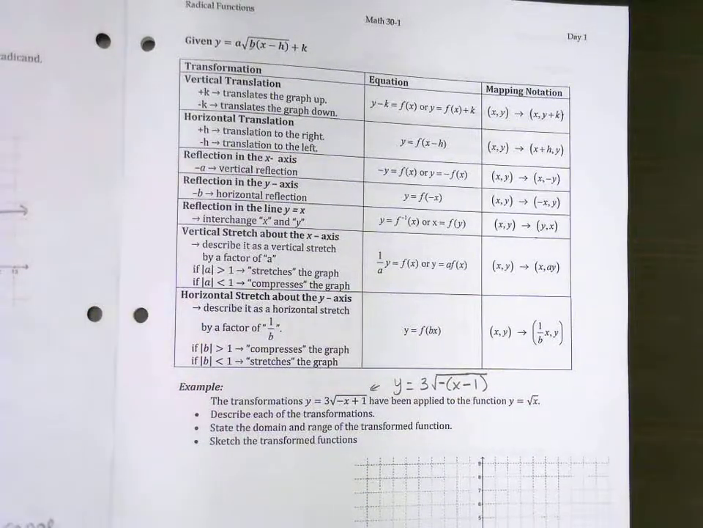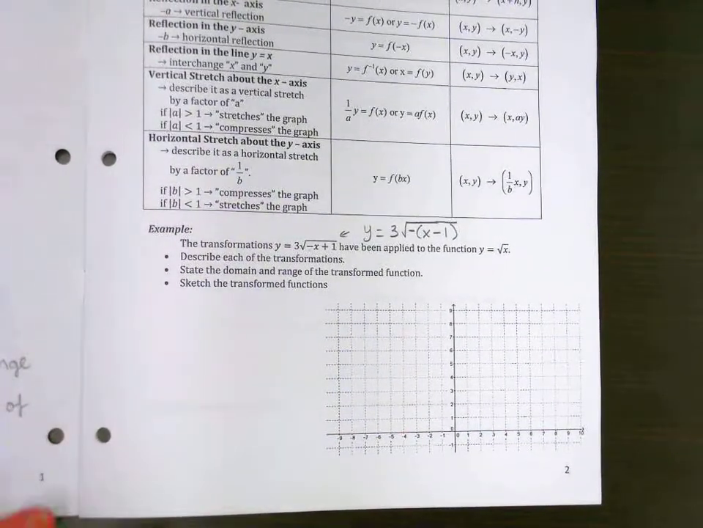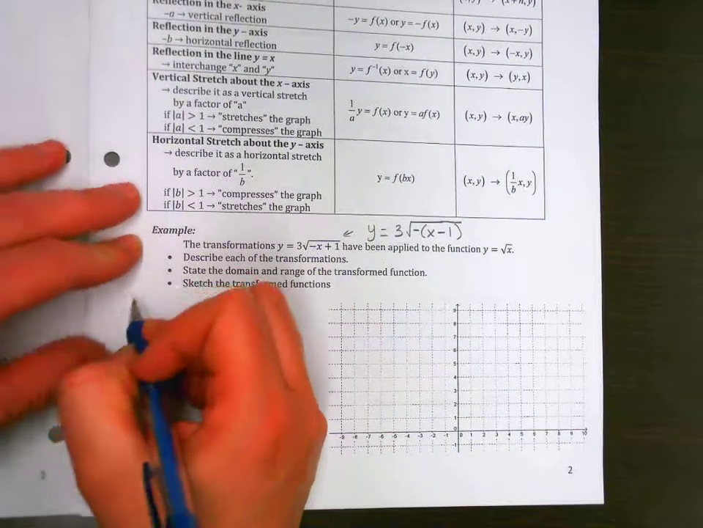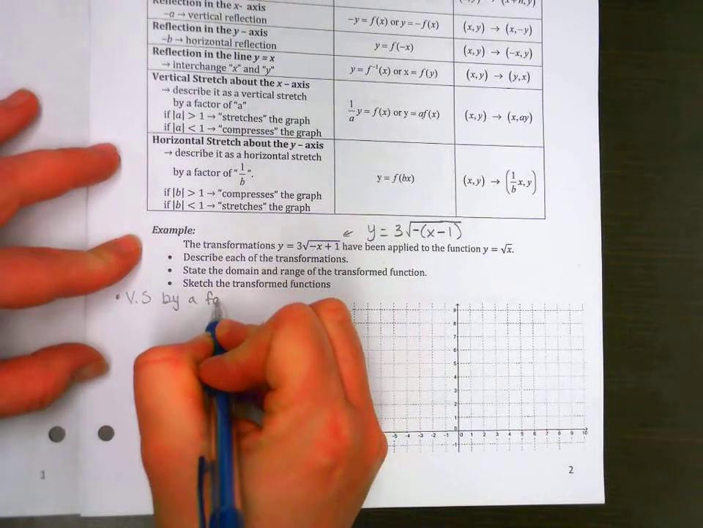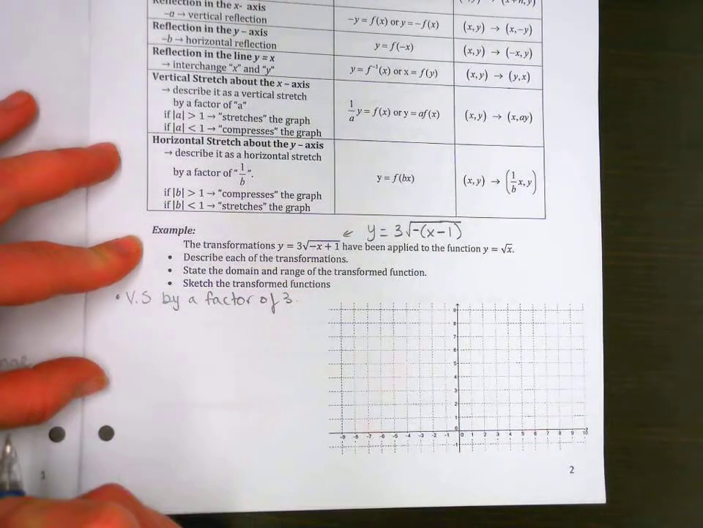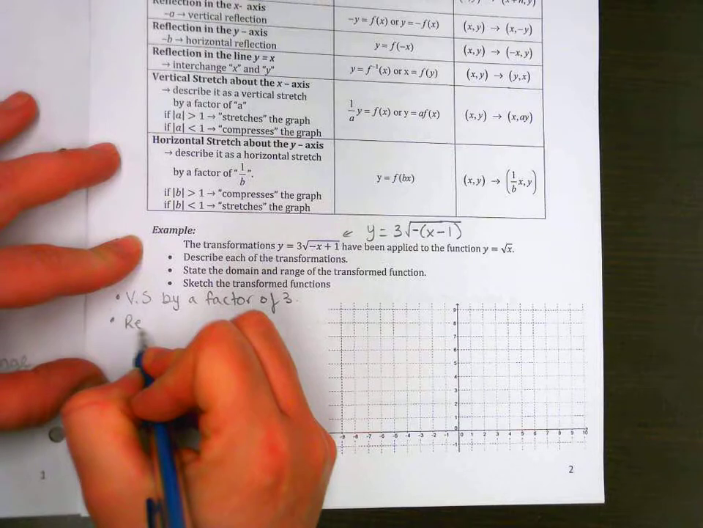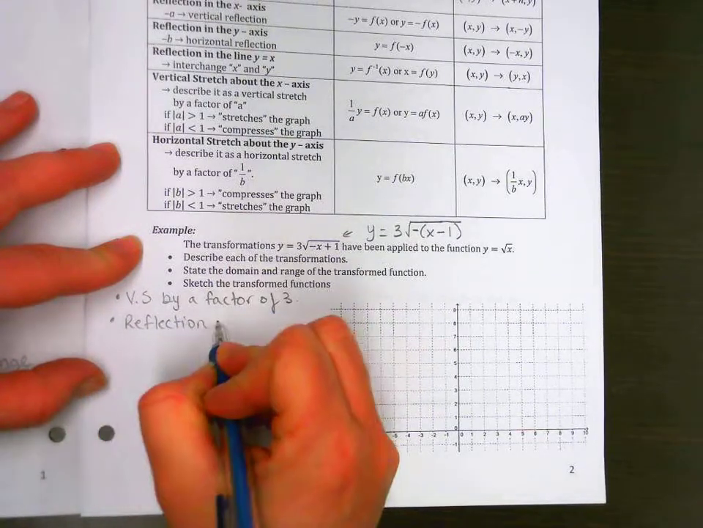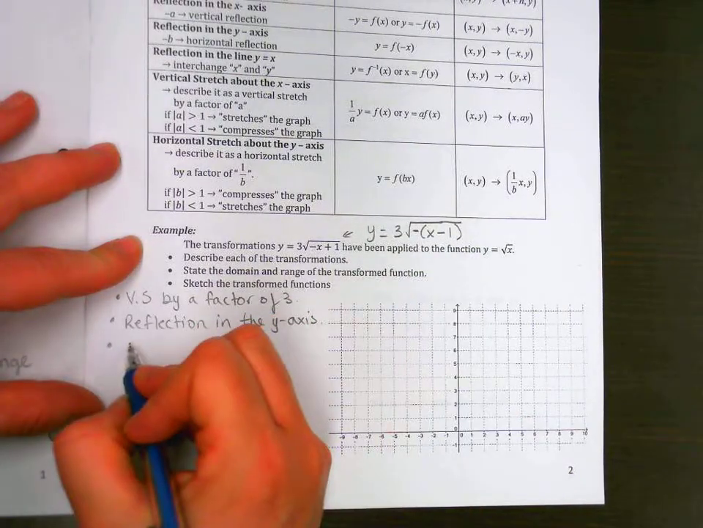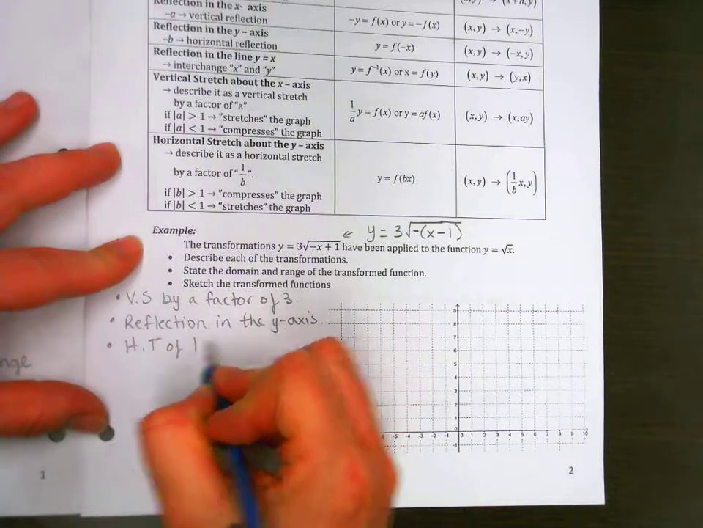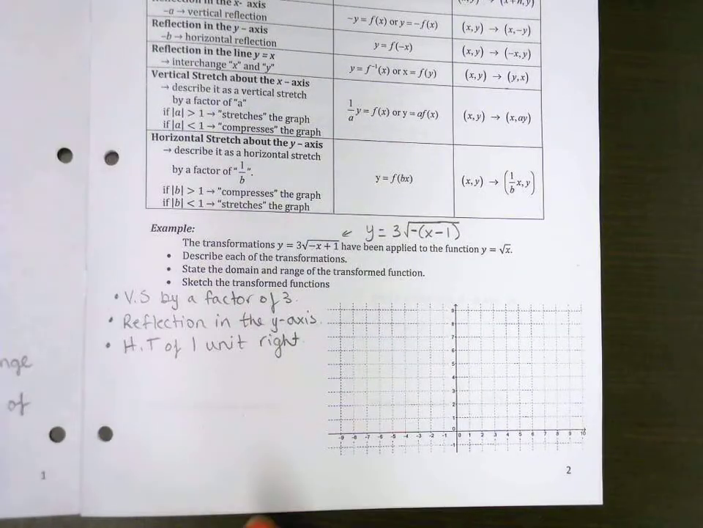Okay, so let's describe our transformations. The a value is going to represent a vertical stretch. So we have a vertical stretch by a factor of 3. We have a reflection in the y-axis, and we have a horizontal translation of 1 unit right. Okay, so there. State the domain and range. Well, why don't we sketch our graph first, and then we'll talk about the domain and range after.